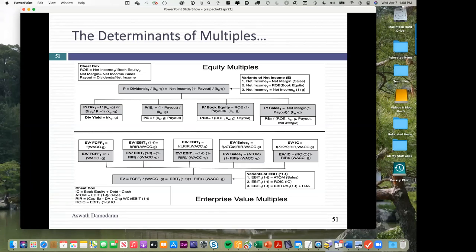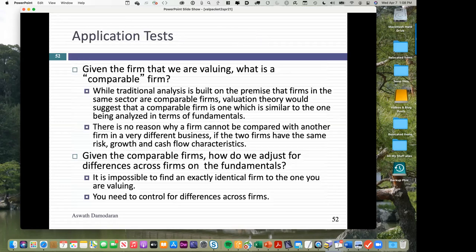With price earnings, it's growth. Price to book, it's return on equity. With EV to sales, it's margins. Focus on that companion variable to make sure you're not being taken to the cleaners. So we've defined, we've described, we've analyzed. Now we're ready to apply.